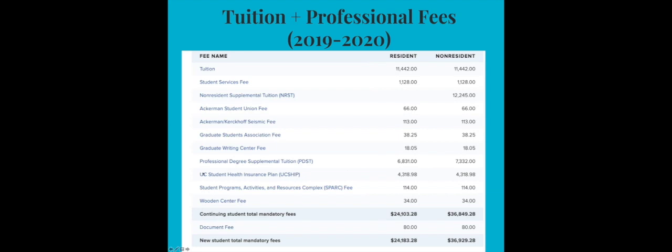For the UC SHIP, the health insurance, if you have health insurance, you can opt out of this. You just need to double check with the student services office to make sure that whatever plan you come in with meets some minimum requirements. But if you have good insurance, you can pretty much opt out of the UC SHIP.